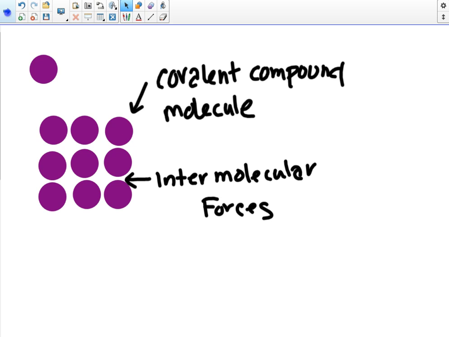So in covalent compounds, when I want to melt them, what I need to do is pull this molecule away, and all I have to do is break that intermolecular force. It doesn't take a lot of energy to break that intermolecular force, because all I have to do is overcome weak intermolecular forces.